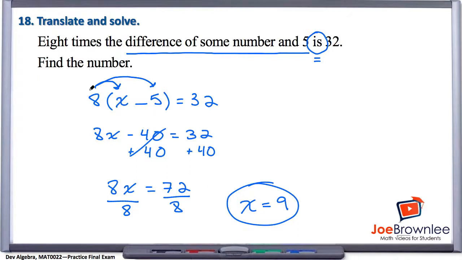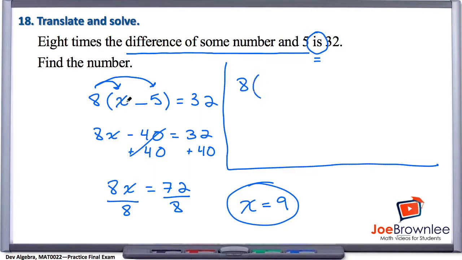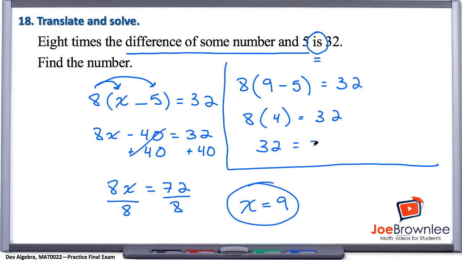Now, because we were translating from words to mathematical symbols, let's take a minute and check our answer. Again, this is an equation. We have a solution, so let's verify that this solution is correct by plugging it in. To do that, we'll say 8 times x minus 5, but we now know what x is. We're claiming that x is 9, so let's plug in 9 minus 5 equals 32. Well, we can simplify what's inside this set of parentheses. 9 minus 5 is 4, so we'll say 8 times 4 equals 32. And we know 8 times 4 is, in fact, 32, so 32 equals 32.